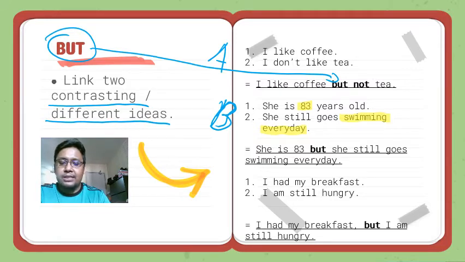Okay, this one actually depends on the exercise. Maybe she has been doing this since she was very, very young. Okay, so she has the strength, she has the endurance. So even though she has already reached 83 years old, okay, she still goes swimming every day. So she is 83, but she still goes swimming every day.